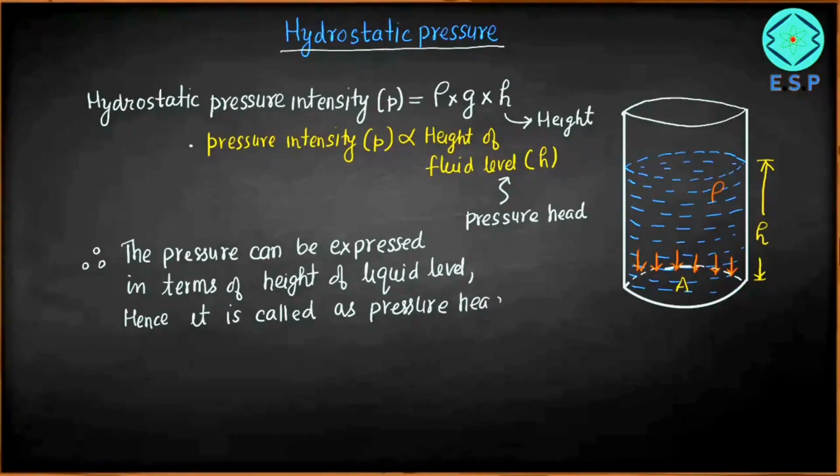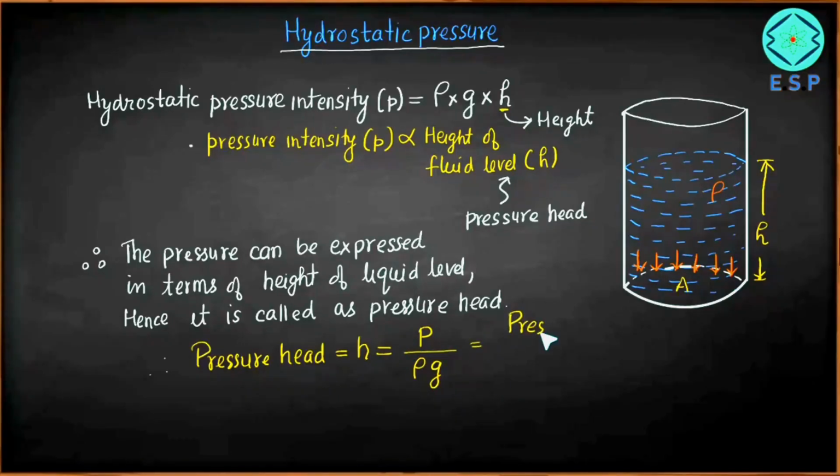Very simple it is now. So if I want to say what is pressure head, therefore pressure head is H. Now from here, we got P equal to rho g H. So if I want to find H, H will be P by rho g. So pressure head H is nothing but P by rho g. P is the pressure we have obtained, and then rho is the mass density of the fluid we are going to use, times gravitational acceleration g.